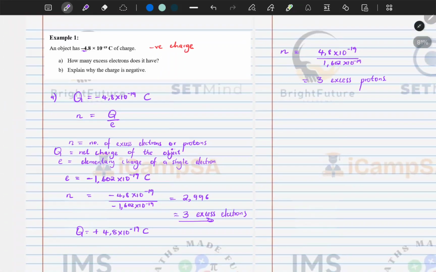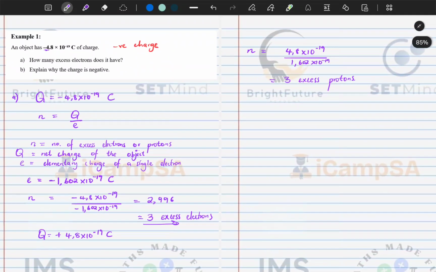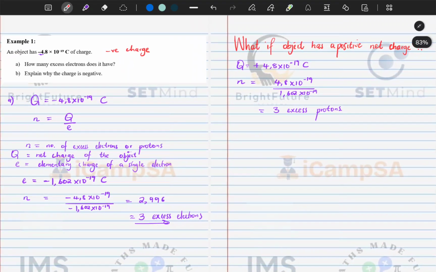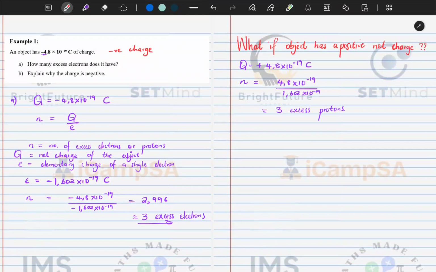It doesn't get more difficult than this. Just to say, what if the object had a positive net charge? We would carry out the same or similar steps, but instead of saying excess electrons, in this case it would be excess protons, because now it has more protons than electrons. So let's go to B.